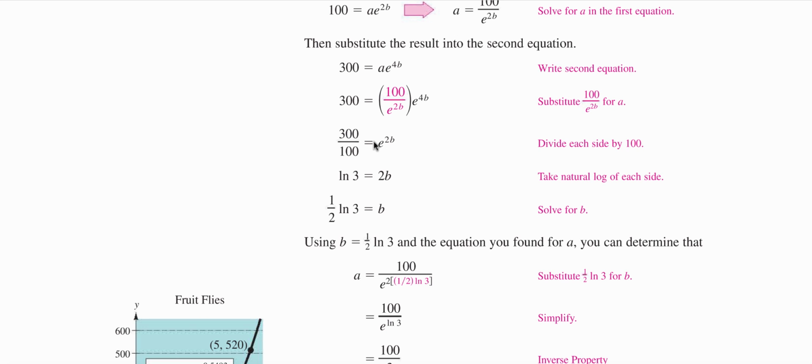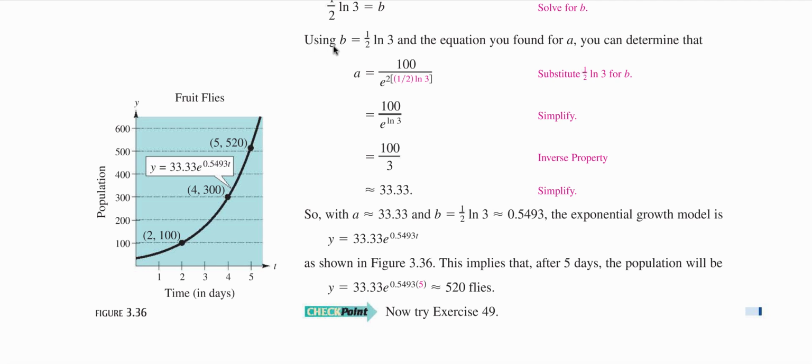Divide both sides by 100, and then take the natural logarithm of both sides. Natural log 3 is equal to 2b. So the constant b is actually 1/2 natural log 3. Using b equals 1/2 log 3 and the equation that we found for a, we can determine that a is equal to 100 over e to the 2 times that value of b, which is 100 over e to the natural log 3. But e to the natural log 3 is the number 3, and so a is approximately 33.33 fruit flies.